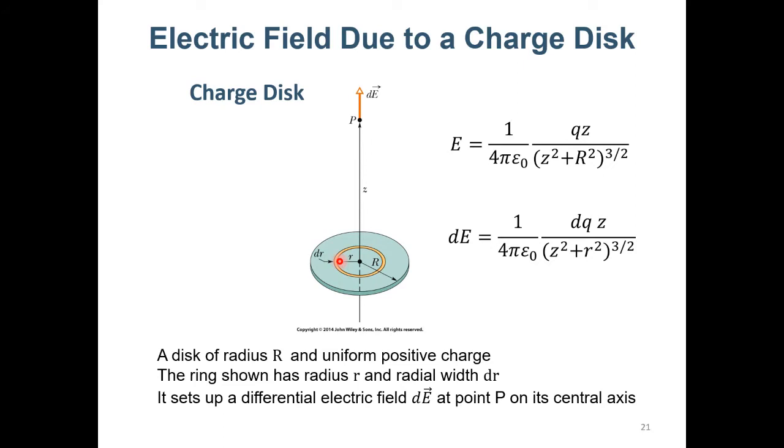So maybe we can make use of the previous case, because we actually can calculate the E field generated by a ring. So we can have many rings with different radius, and then we put them together, so that with many different rings with different radius, it will become a solid circle, something like this.